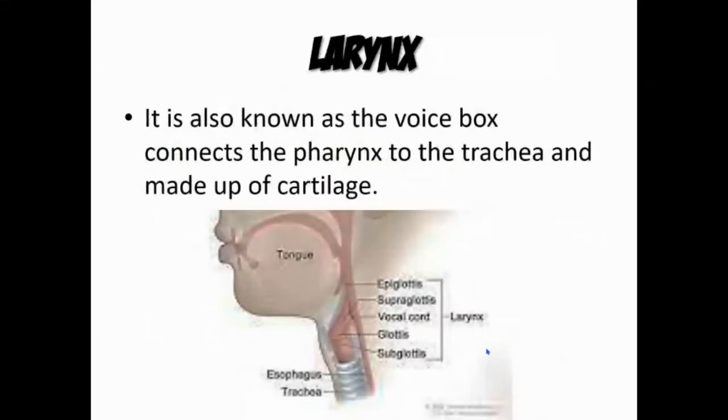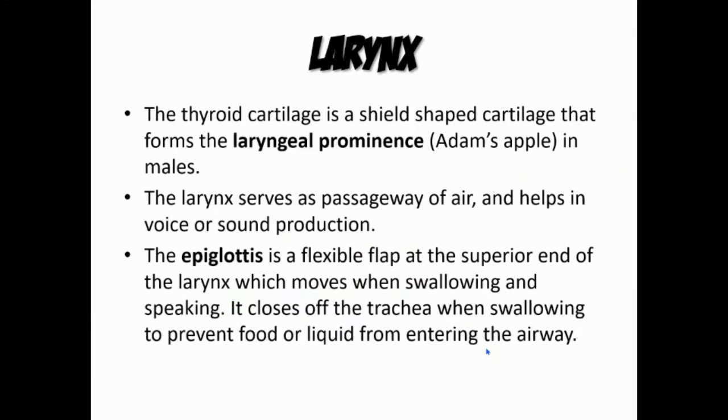And then pag sinabi nating larynx, it is also known as the voice box, connects the pharynx to the trachea and is made up of cartilage. Base naman sa nakikita ninyo yung image, di ba? And then, the thyroid cartilage is a shield-shaped cartilage that forms the laryngeal prominence. Yung laryngeal prominence na yun, ito yung tinatawag nating Adam's apple, para sa mga males. As well as sa females din naman, meron din naman sila. The larynx serves as a passageway of air and helps in voice or sound production.